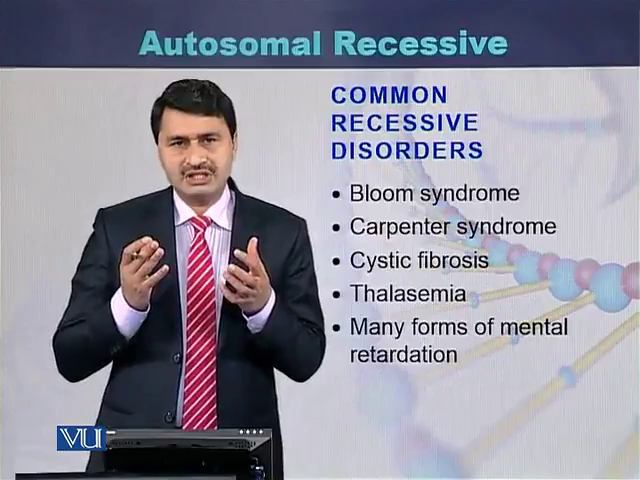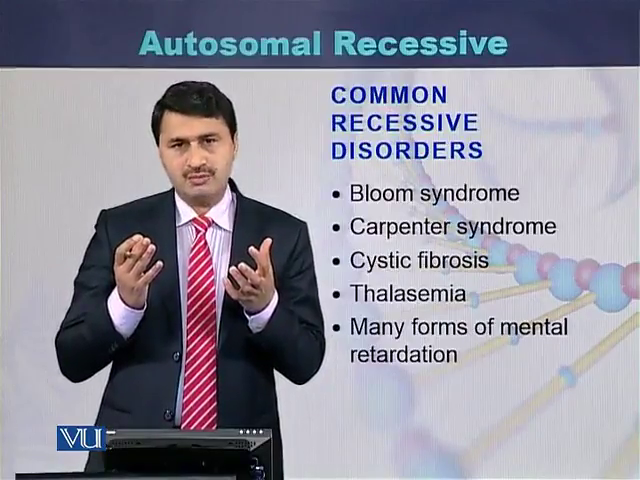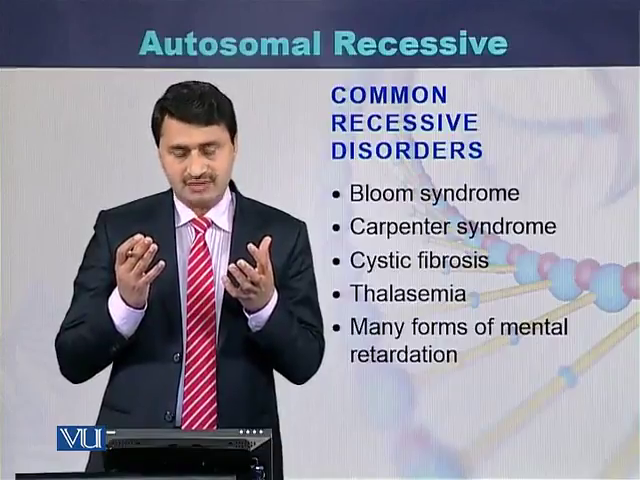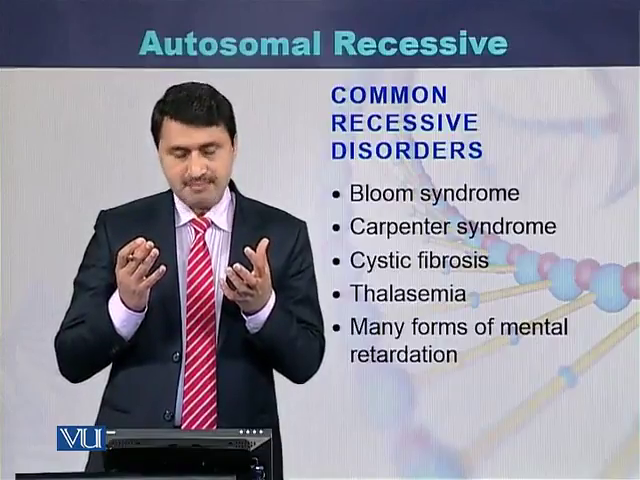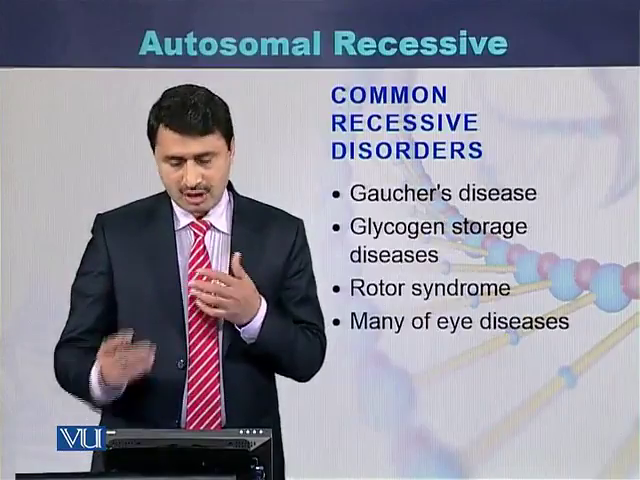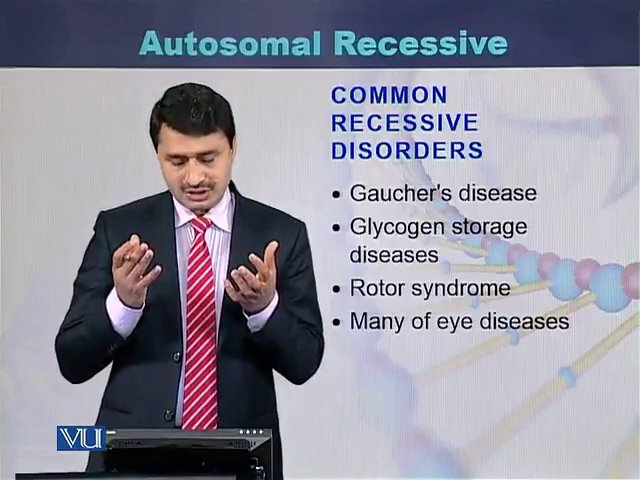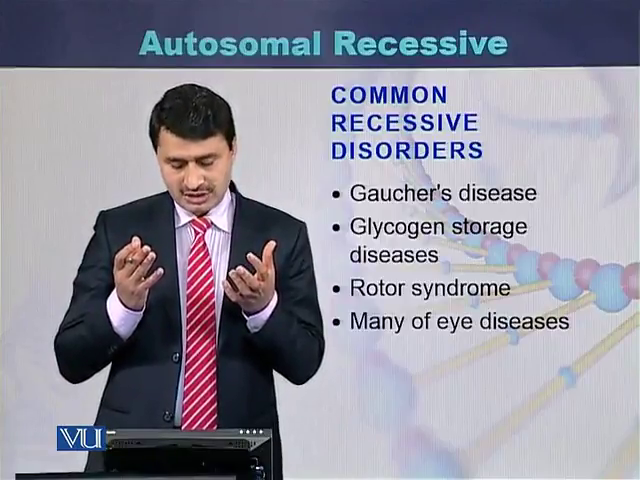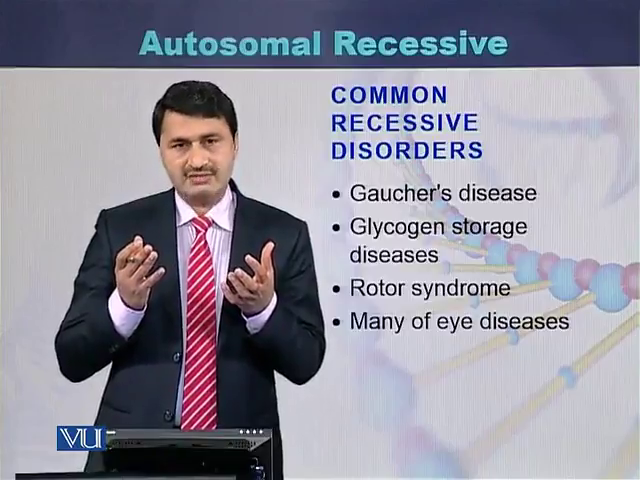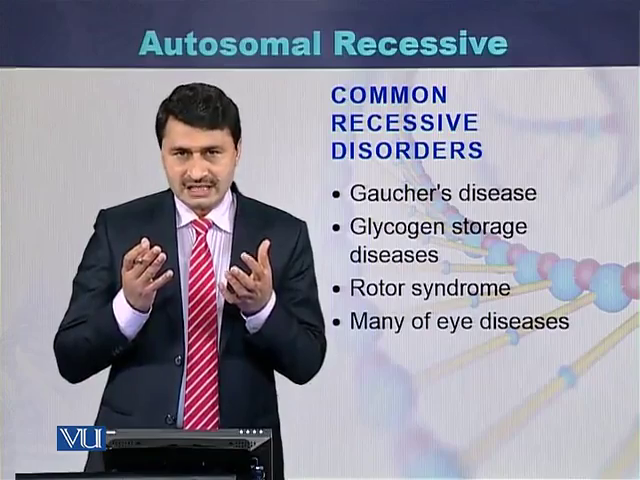Common recessive diseases usually seen in humans are Bloom syndrome, Carpenter syndrome, cystic fibrosis, thalassemia, and many forms of mental retardation. In addition to these disorders, we also see recessive diseases such as Gaucher disease, glycogen storage diseases, Rotor syndrome, as well as many forms of eye diseases. They are recessive in nature.